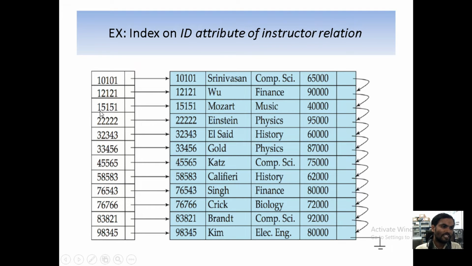Now if you are taking 15, then this is the employee ID or instructor ID. This instructor ID is related to Mozart. He was in the music department. He was earning a salary of 40,000. Again this 15151 instructor ID is pointing to the next record.